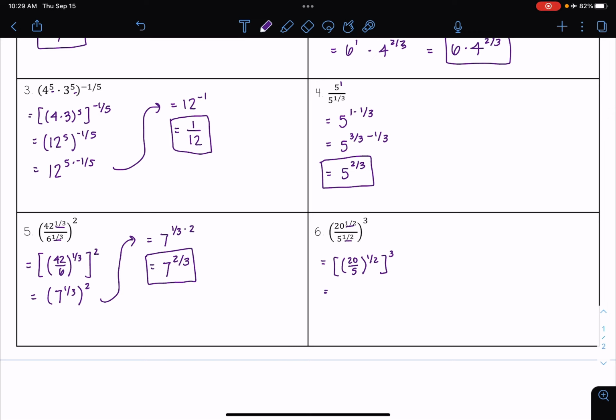Well, 20 divided by 5, I get 4. So I get 4 to the 1/2 power cubed. Well, 4 to the 1/2 actually gets me a whole number because the square root of 4 is equal to 2. So I get 2 cubed. And when I figure out 2 cubed, the same thing as 2 times 2 times 2, which gets me 8.